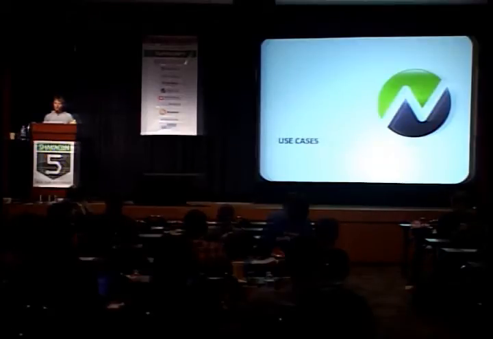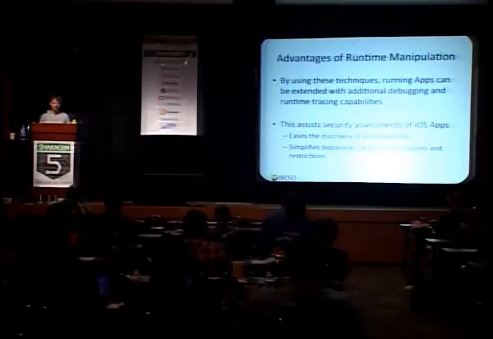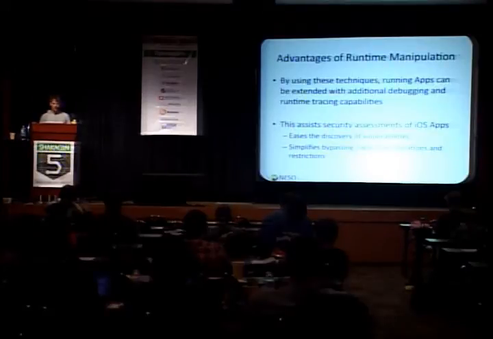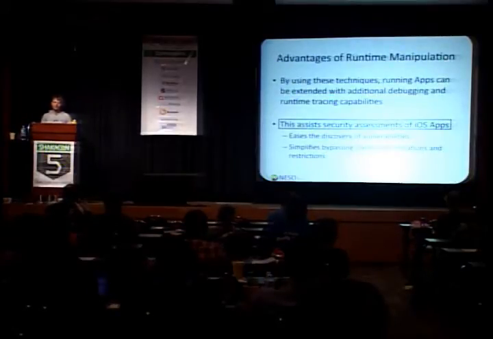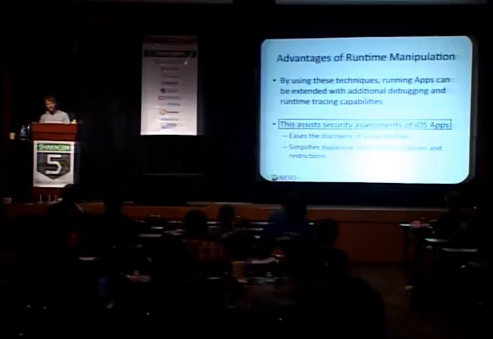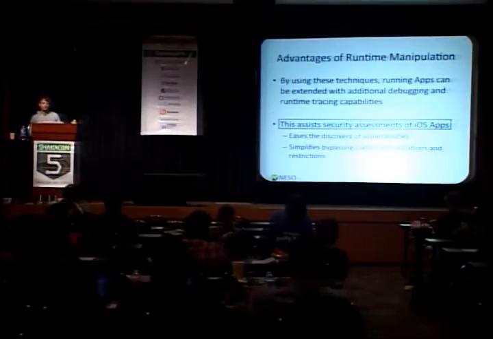Let's look at some more use cases. As we have seen, running apps can be extended with additional debugging and runtime tracing capabilities by using these techniques. This is a great feature to assist security assessments of mobile apps. Runtime manipulation makes it a lot easier for us to discover vulnerabilities and, finally, to prove client-side security measures useless. In the following, just one example, more will follow soon.